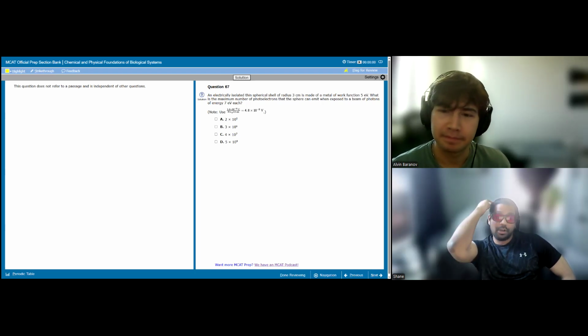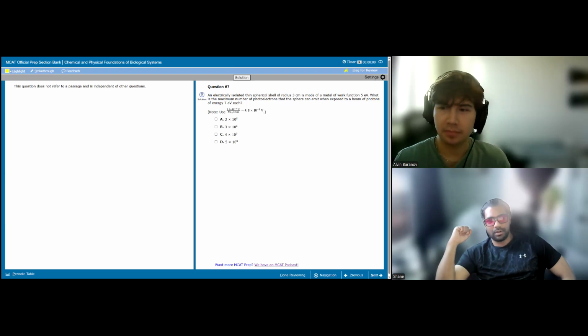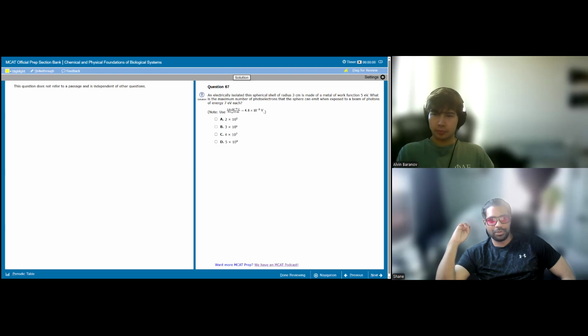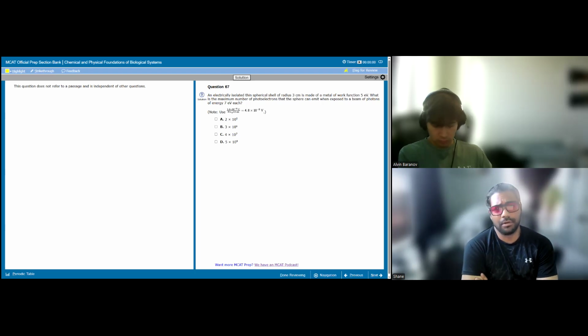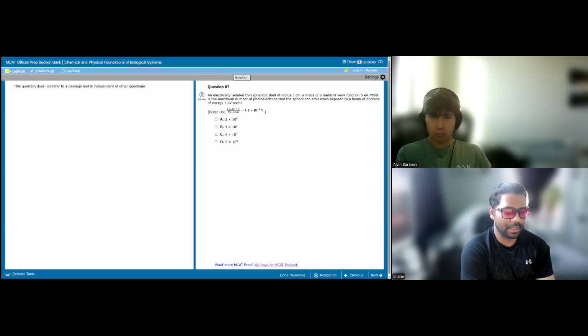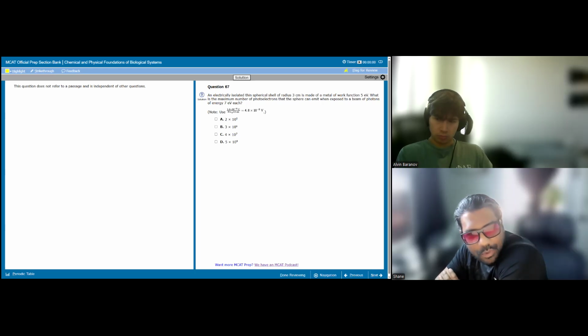All right, what is the maximum number of photoelectrons that the sphere can emit when exposed to a beam of photons of 7 eV each? Okay, so we know that photoelectrons are going to be ejected because the photon energy is larger than the work function. Now they're asking about the number of electrons, which is kind of related to intensity in a way.